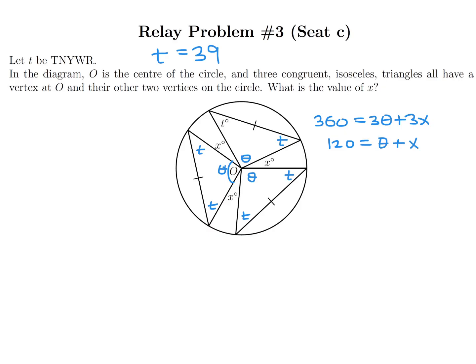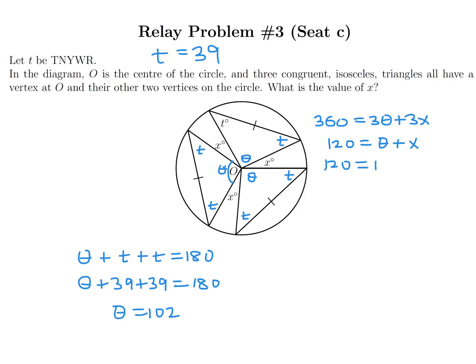Now the theta we should be able to get because it makes up a triangle, and t we have is 39, so that's pretty straightforward there. So theta would be 102. Yeah, 102. Okay, well, there you go. Plug it back into here and solve for x, and x would be 18.